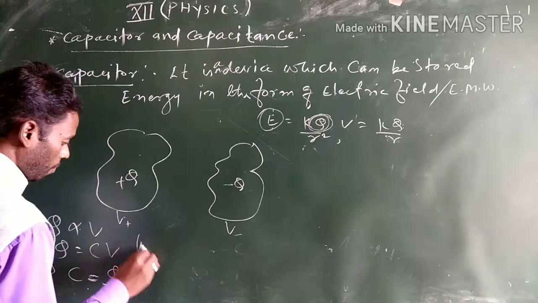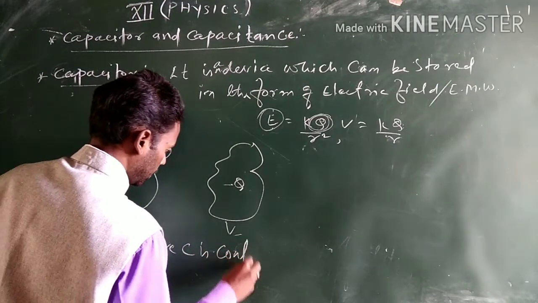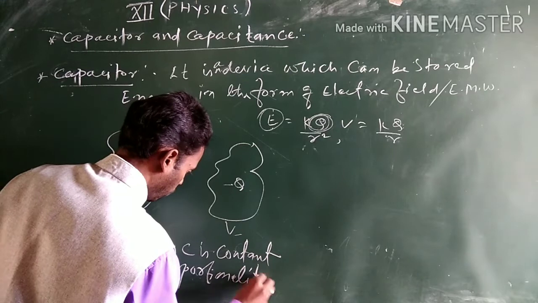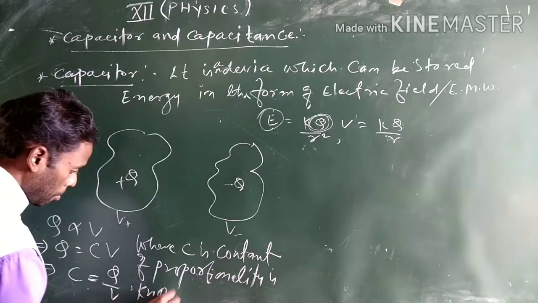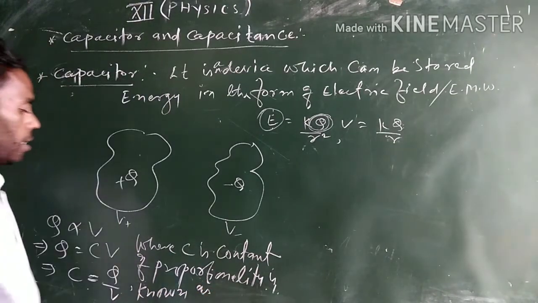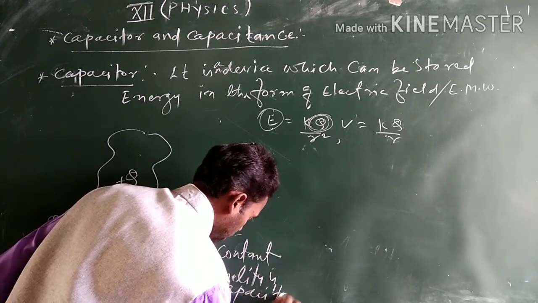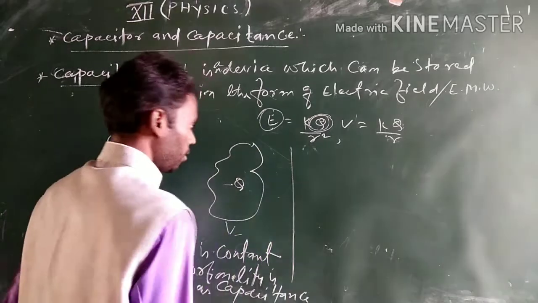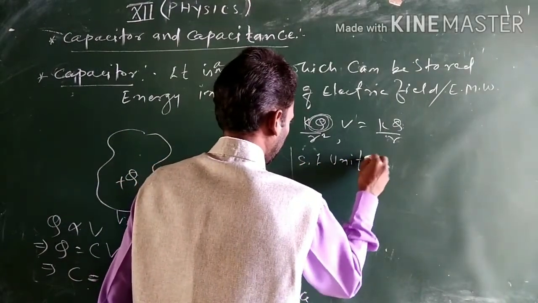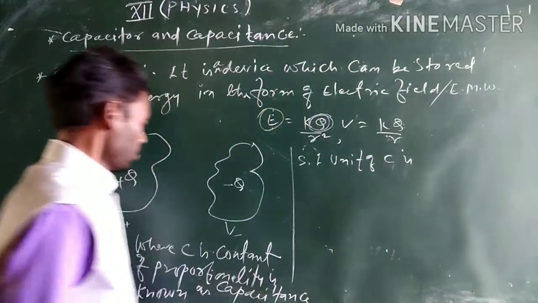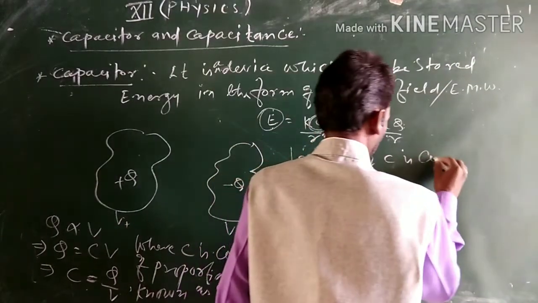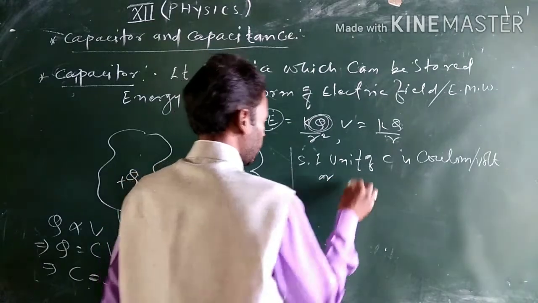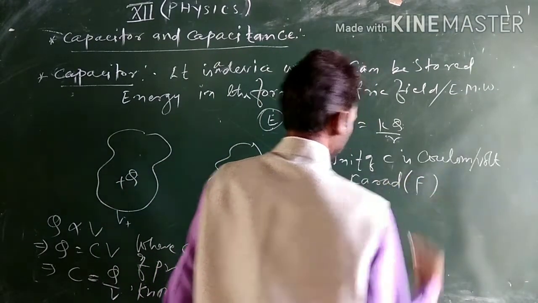This C, where C is the constant of proportionality, is known as capacitance. Capacitance, its SI unit, according to this formula, is Q, that means coulomb per volt, okay. Its name is farad. Farad, it is denoted by F.